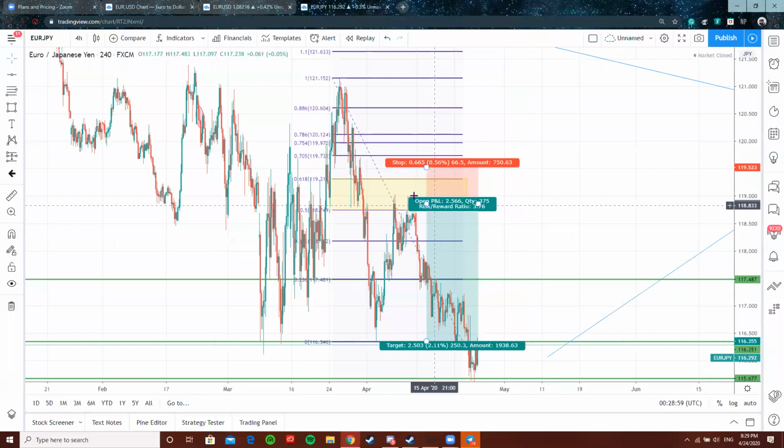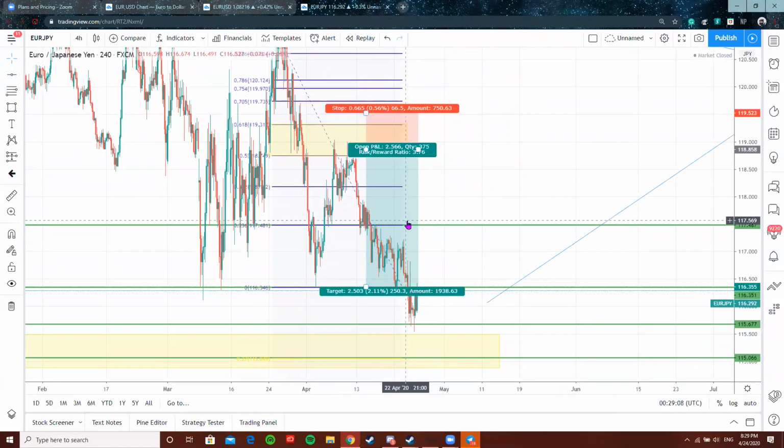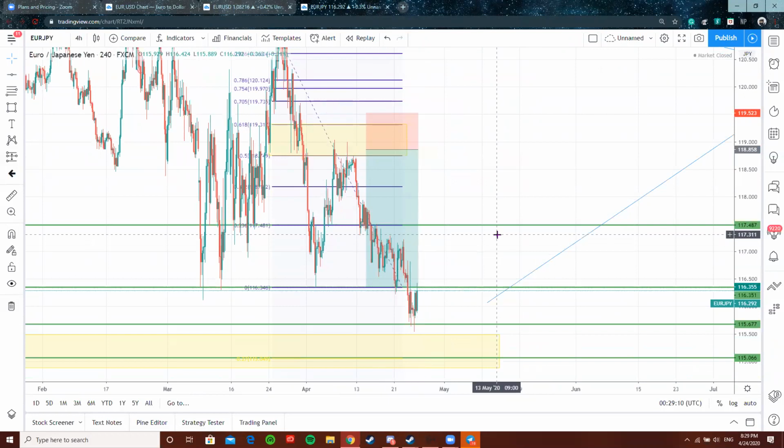Do you see the power of having an entry at the 61.8, having your stop loss, and then putting at this structure, at the extension, your first take profit and then your second take profit? Does everybody understand that? Does everybody understand how to do it? Yeah. Cool. Now that everybody understands how to do it, right?